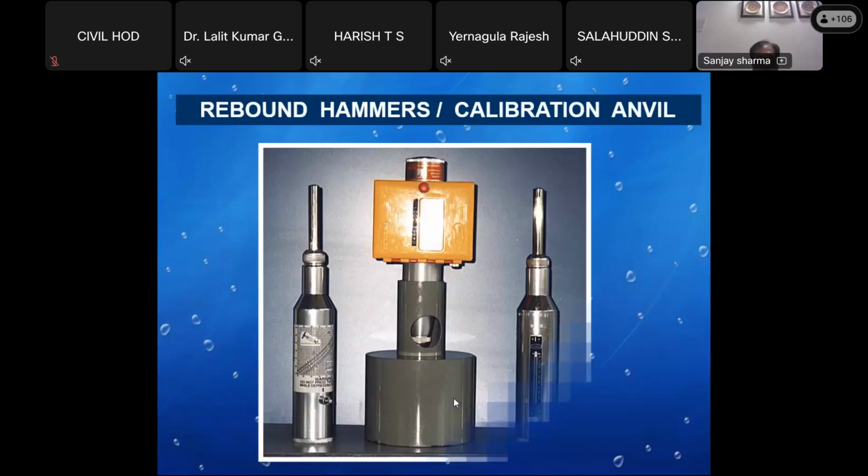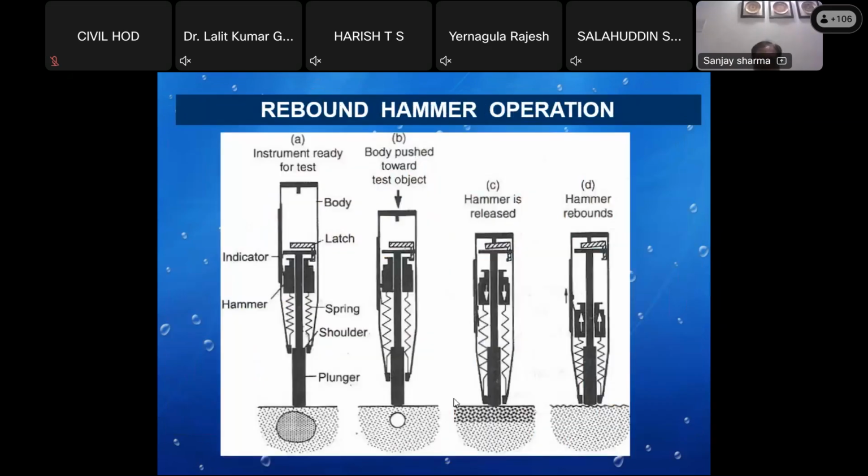So this is the Rebound hammer. It is a very simple method, but the data we obtain from this is the rebound number, and that rebound number has to be converted into a strength prediction. The prediction by rebound number for strength estimation is in the range of plus minus 25%, which is a huge range. But at the same time, if you do the cube test also, it gives you plus minus 15%, so a 10% difference.